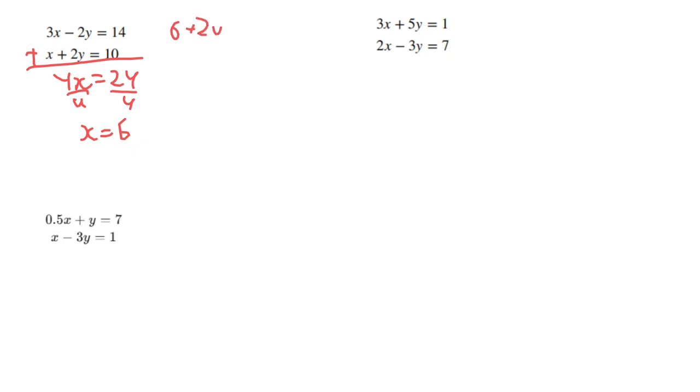6 plus 2y equals 10. Subtract 6 on both sides to get 2y equals 4. Divide by 2 on both sides to get y equals 2. And then we can double check if you want.